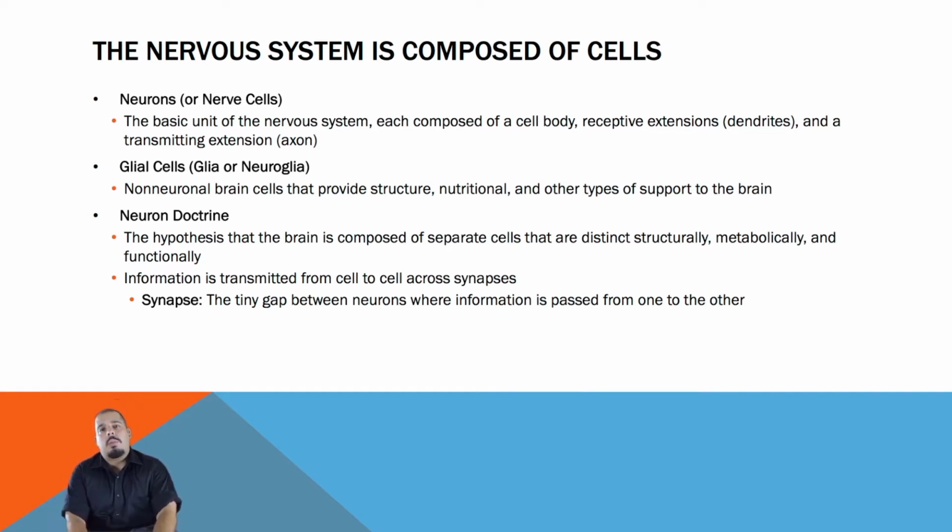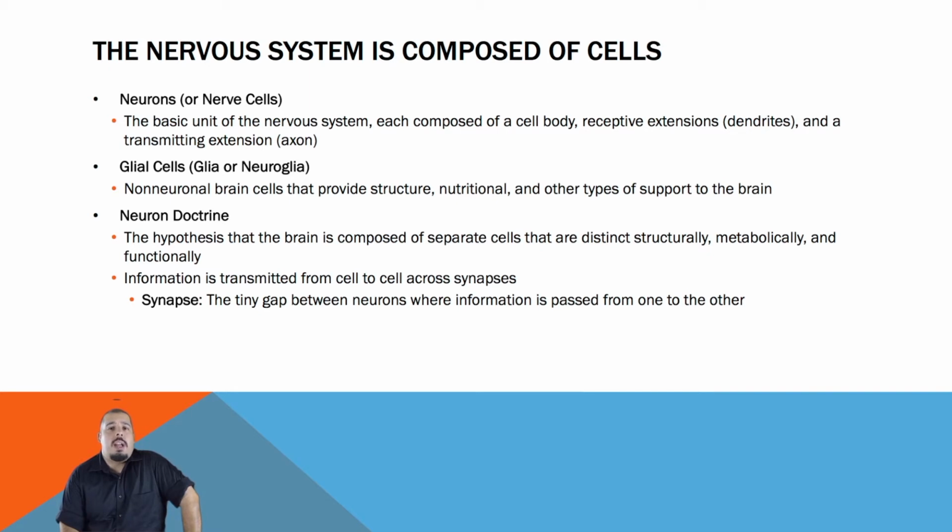There are also non-neural cells called glial cells. They are supportive cells to the nervous system that provide structure, nutritional, and other types of support to the brain and nervous system, which we will discuss more in depth later on in this lecture.